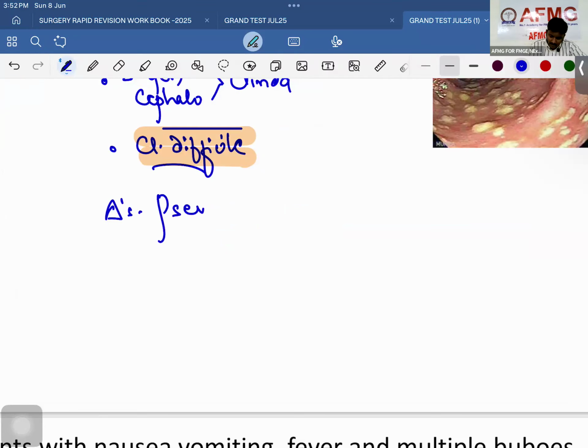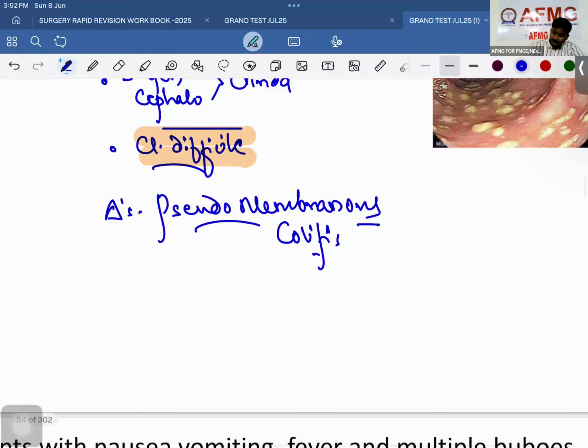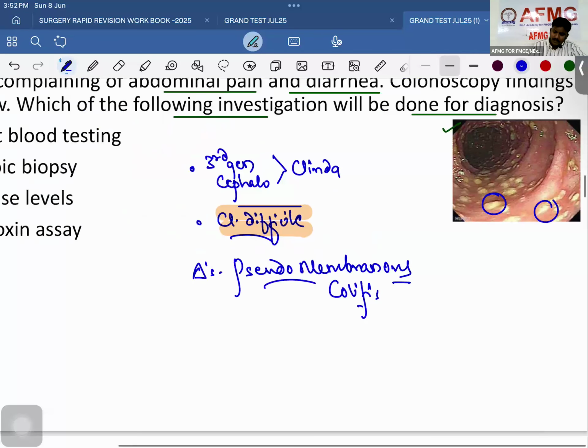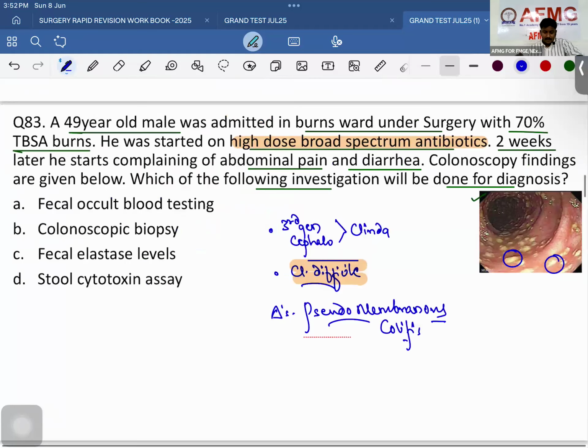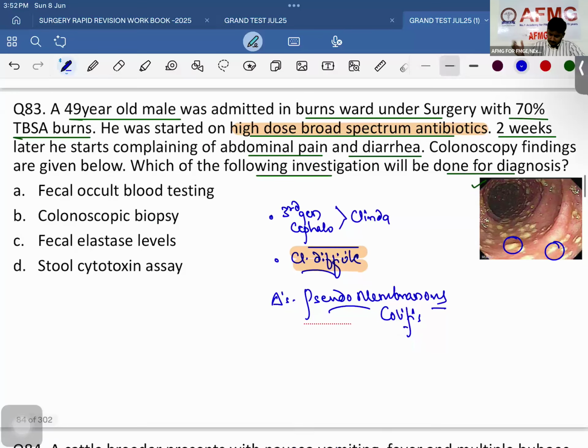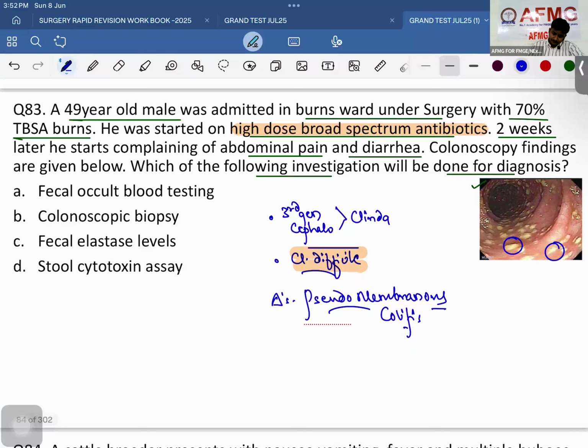Here also, if you look at the picture of colonoscopy, you are able to see membrane like structures on the colonic wall. So it is a classical diagnosis of pseudomembranous colitis. Okay, these are exudates looking like membrane. What is the likely diagnosis? What diagnostic test will you do?